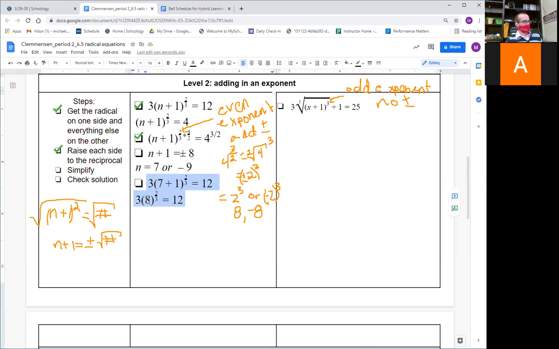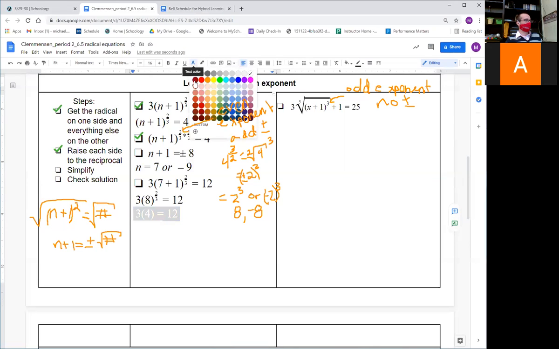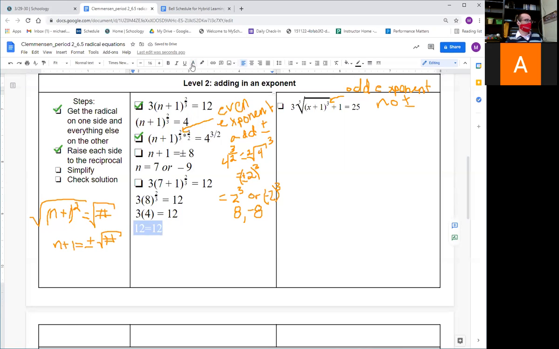7 plus 1 is 8. 8 to the 2/3 power is 4. 3 times 4 is 12. So that is my correct answer. So this one right here, this 7, checks off. Both of these match.